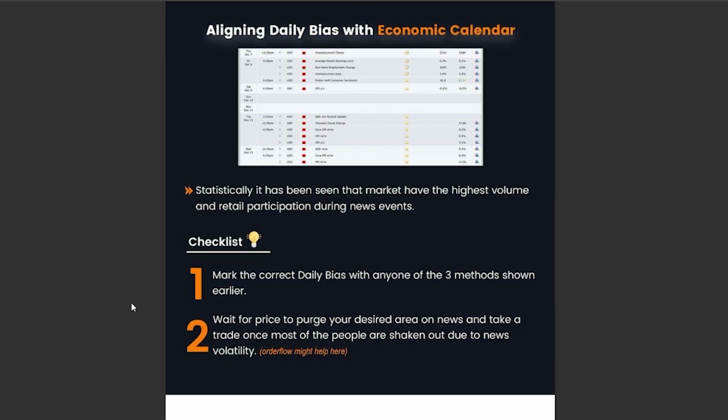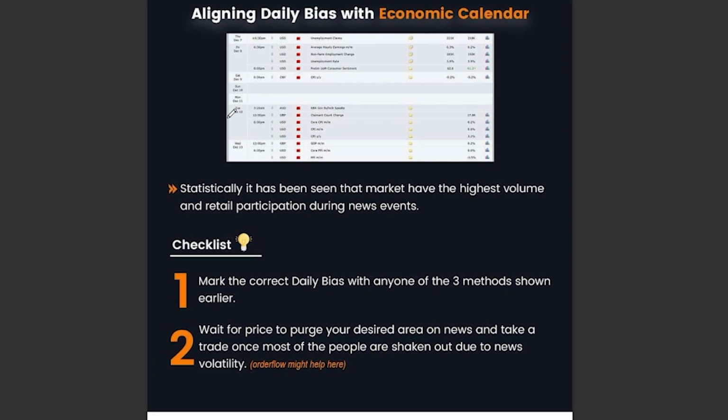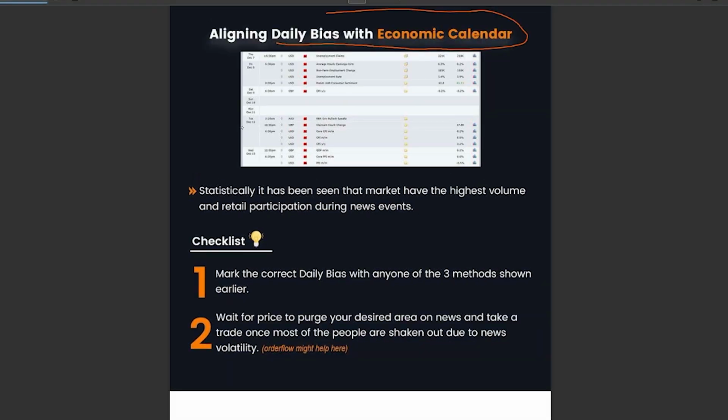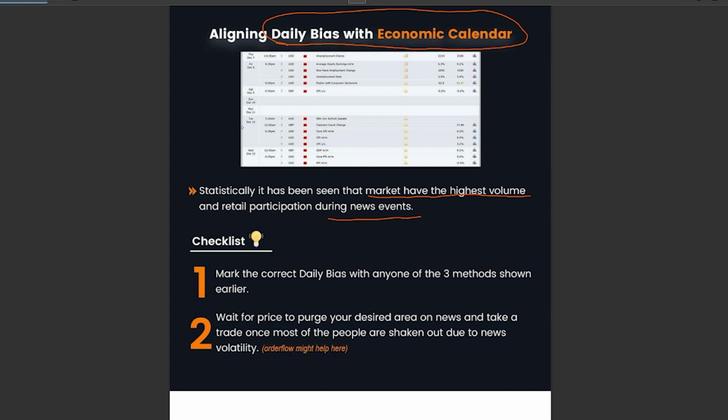Now let's come on to the last topic and one of the most important topics as to how I take my trades by aligning the daily bias with the economic calendar. So statistically, it is proven that in forex market and commodities market, futures market, the most market participation and the highest volume occurs at news events. So it makes sense to trade after news events once a clear direction is found.